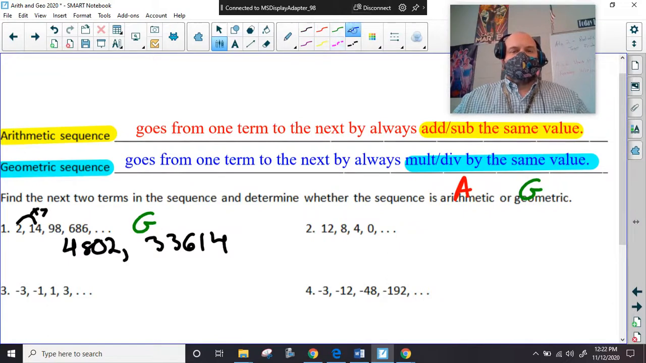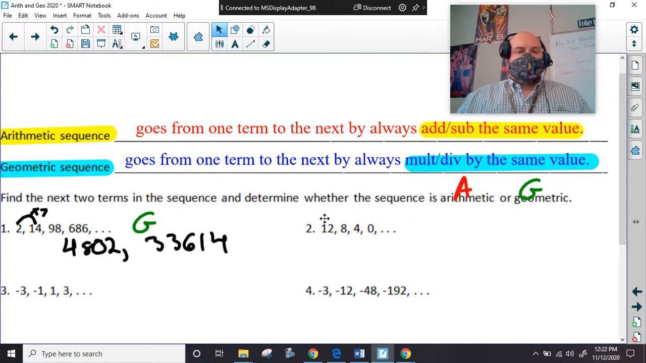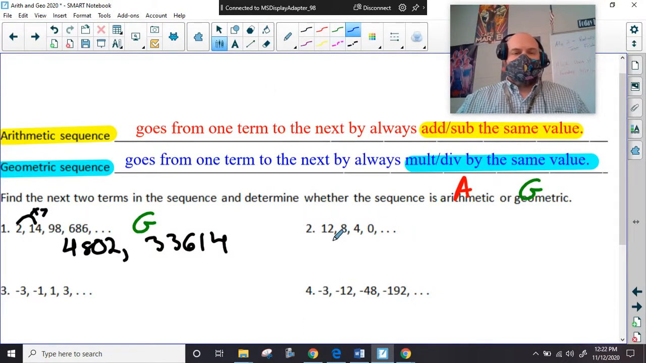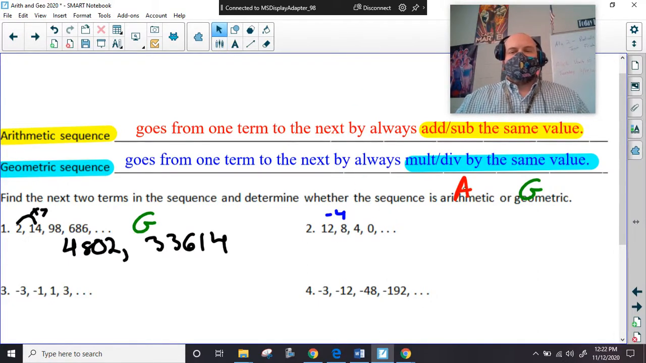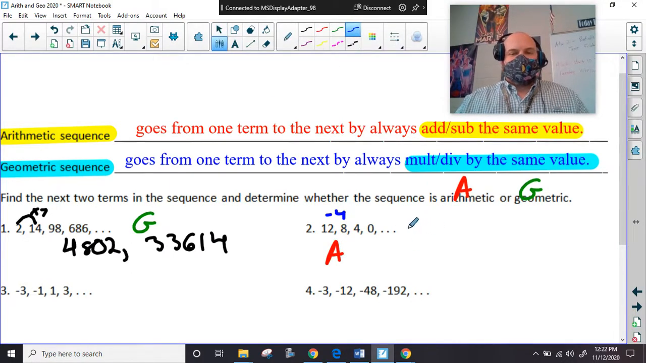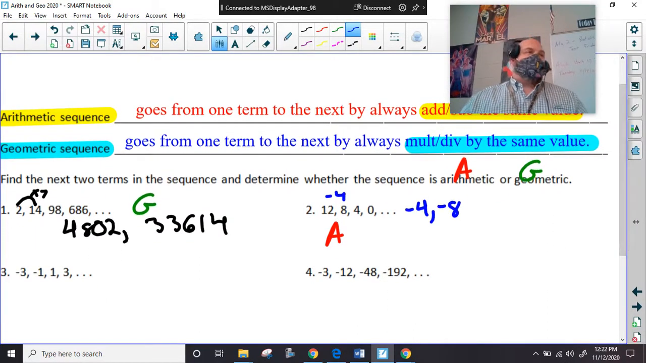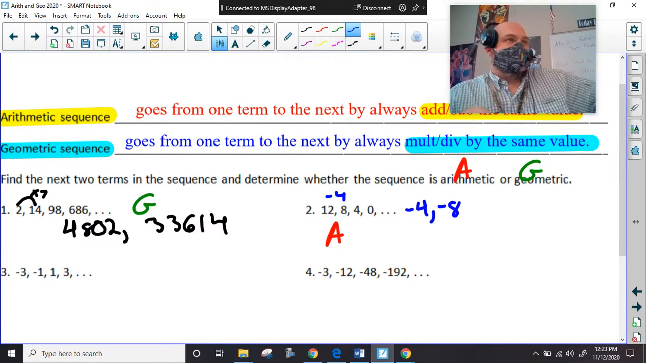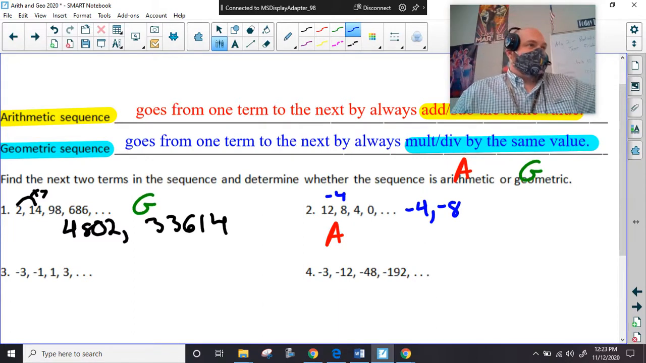All right, this next one, it says 12, 8, 4, 0. This looks like we are subtracting 4 each time. So this is arithmetic, and the next two terms would be -4 and -8. This is kind of where I got stopped when I was making the practice test. This is actually one of your questions on the practice test, and it'll be on the test.